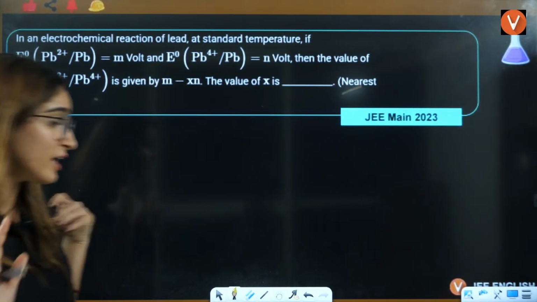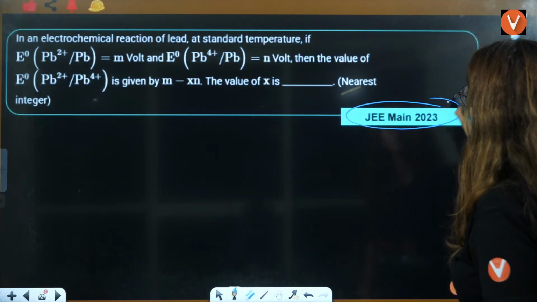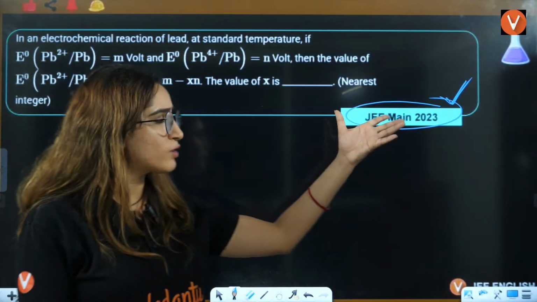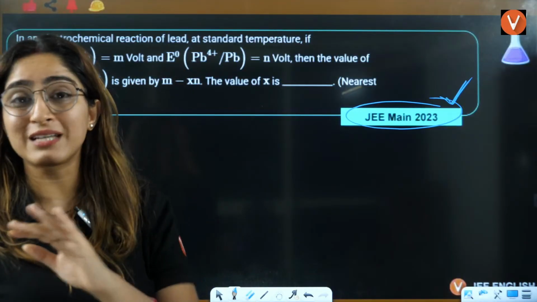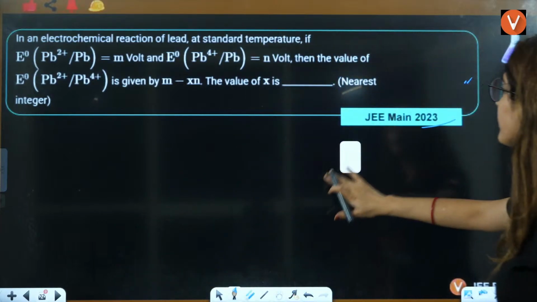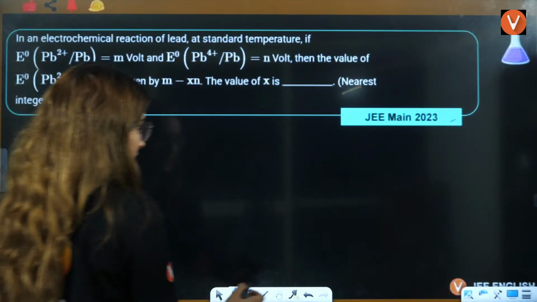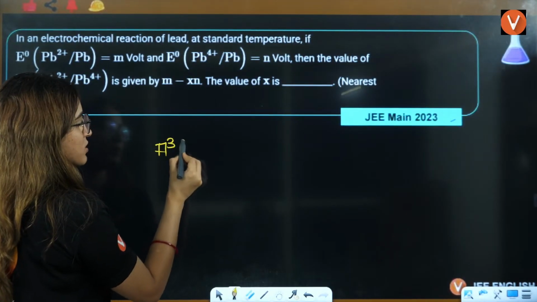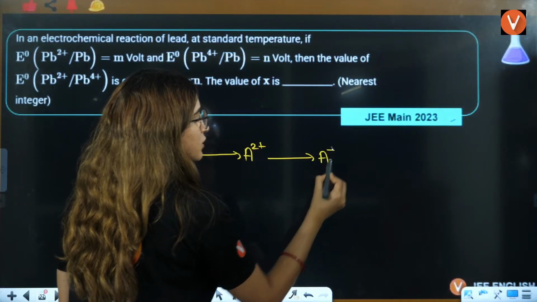Now, this is actually a different question than what we have done till now. This is a JEE Mains 2023 question, and these kind of questions were asked in attempt 1 also, 2024 also, right? It's very repetitive. Nowadays, it's a trend of these kind of questions, right? Now what they're asking you here is, for that you need to understand one concept, right? The concept is that, for example, this is A3 positive converting to A2 positive, and this is converting to A positive.